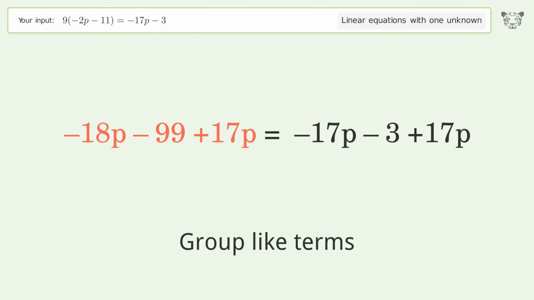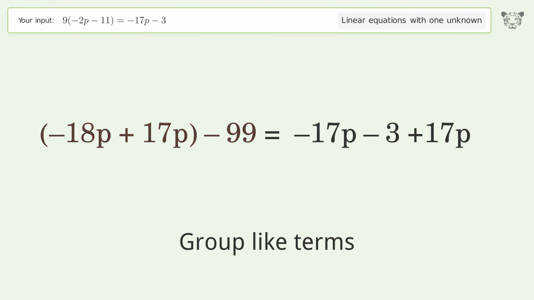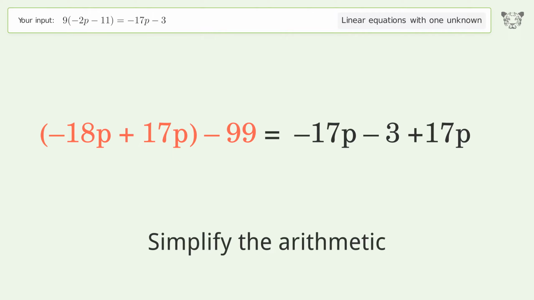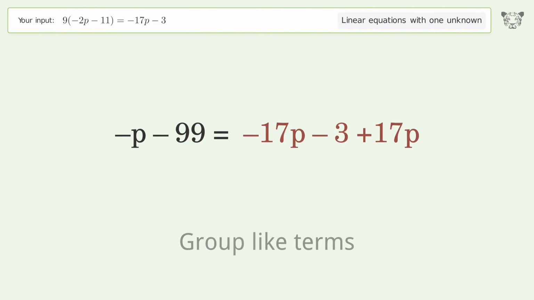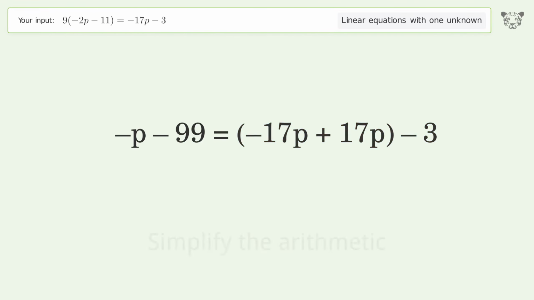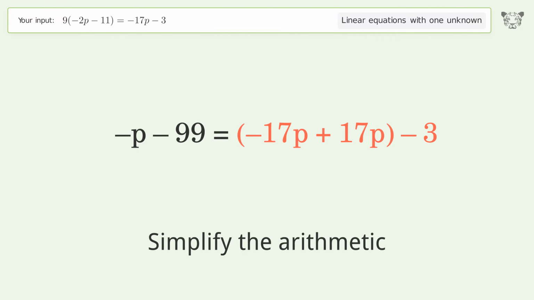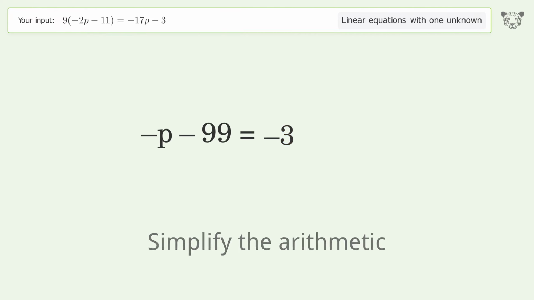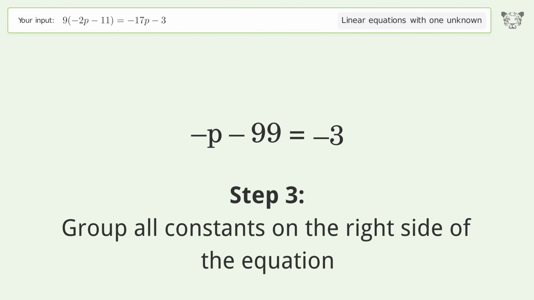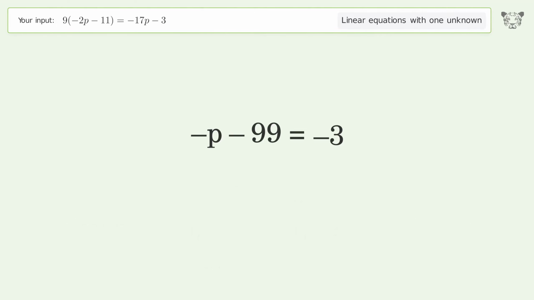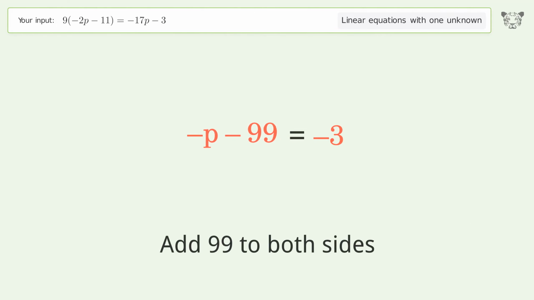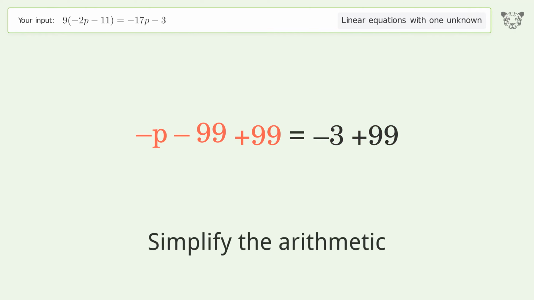Group like terms. Simplify the arithmetic. Group like terms. Simplify the arithmetic. Group all constants on the right side of the equation. Add 99 to both sides. Simplify the arithmetic.